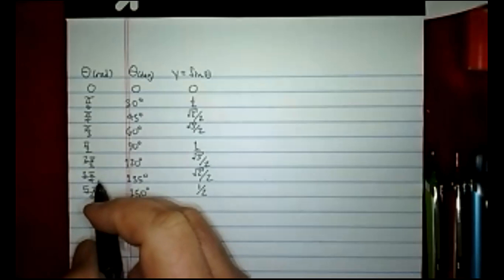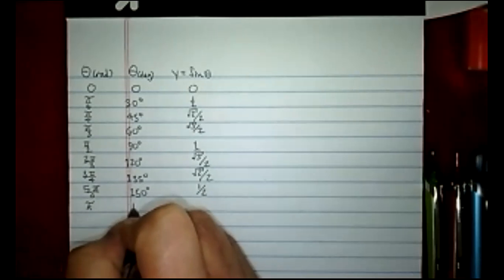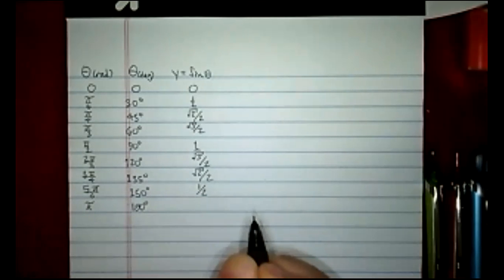Now we can go to 180 degrees, which is of course pi. So it's pi, which is 180 degrees, and that gives us a y value of 0, so sine is of course 0. And that's exactly what we expected.